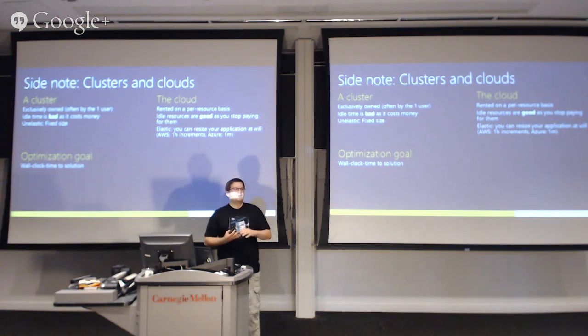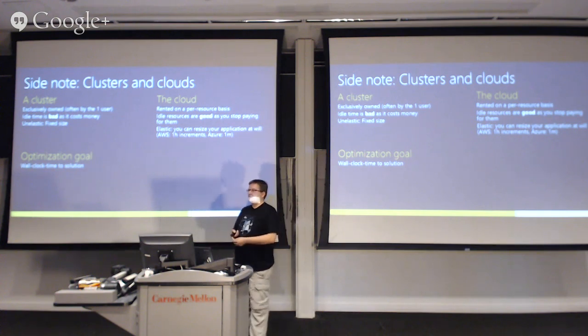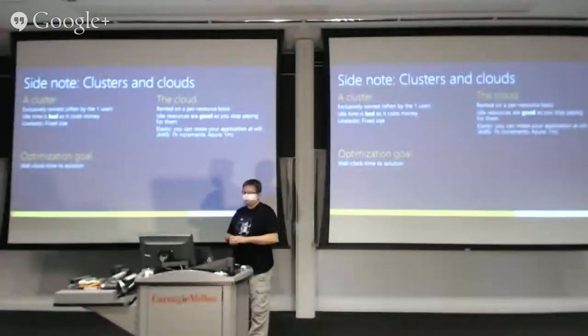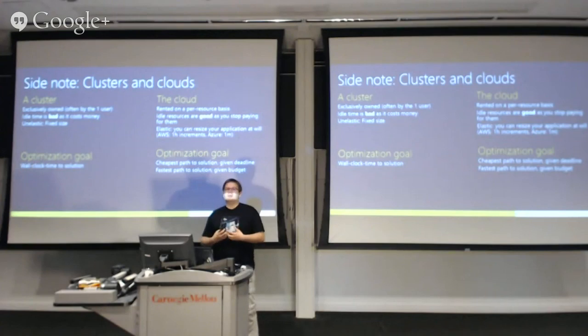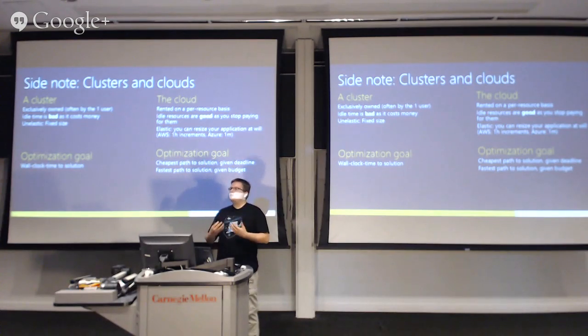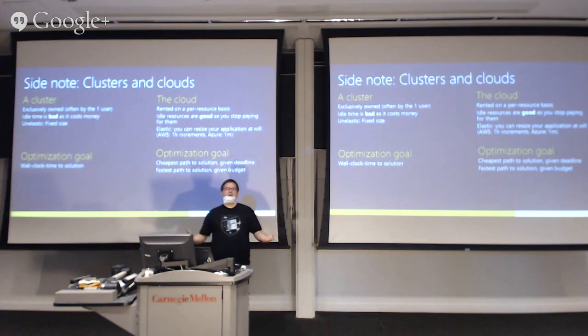You can decide at runtime of your application to just add some more CPUs or to remove some. So there's a real chance. So the optimization goals become much more interesting. I won't have time to talk about the implications of that for machine learning, but if you think about it, you could think of the cheapest way to compute a model given a deadline. This is a very common scenario.